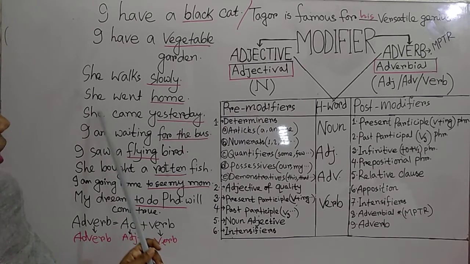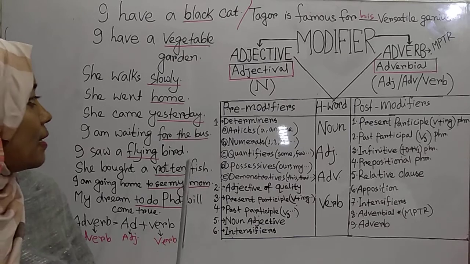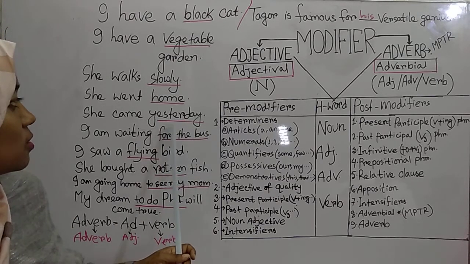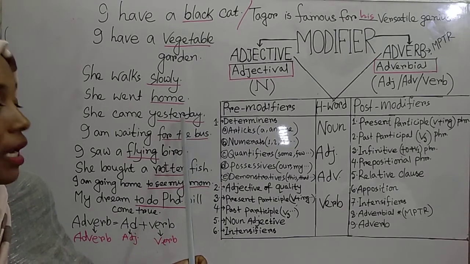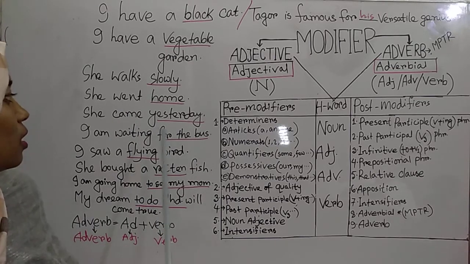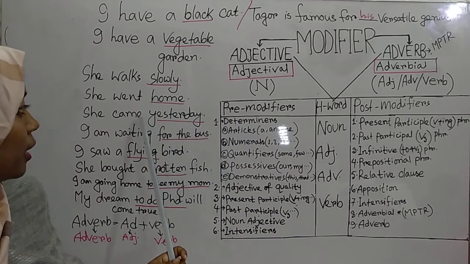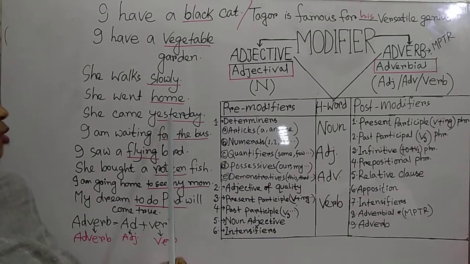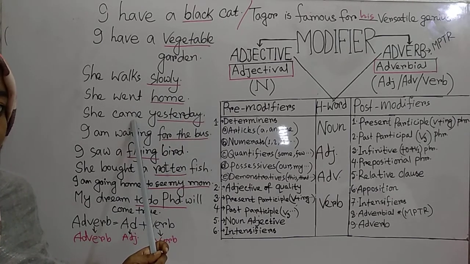Next, she came yesterday. Here, yesterday is an adverb of time because it's the answer to the question when. It means when did she come? The answer is yesterday. So, here yesterday is an adverb of time and it has been used here as the post-modifier of the verb.